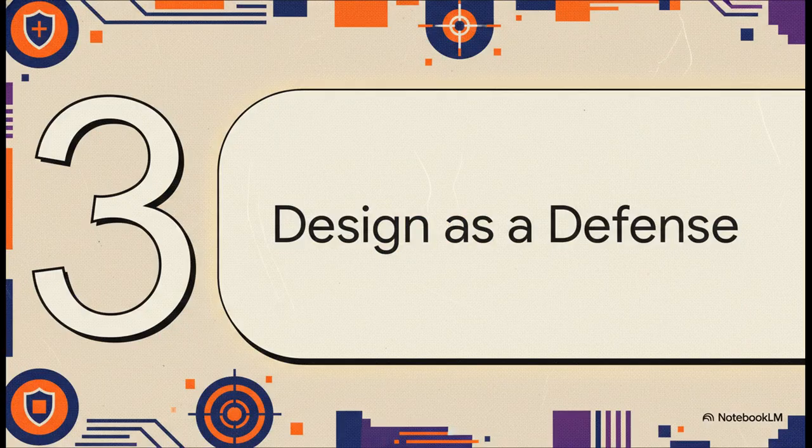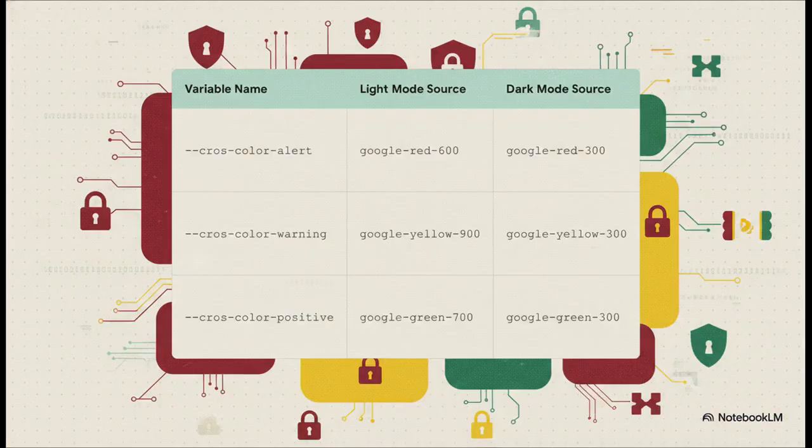All right, let's see how this actually plays out in the nitty-gritty. How are individual design choices, things as simple as color, turned into these powerful defensive weapons? Just look at this table. In ChromeOS, a color isn't just a pretty choice, it's a system state variable. That specific red used for an alert, --color-alert, is strictly defined as Google Red 600. That's not a suggestion, it's an ironclad rule. Same goes for warnings and positive feedback.